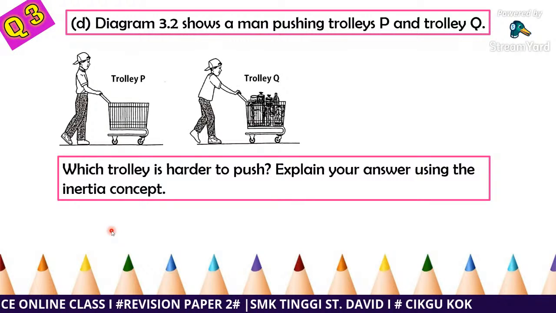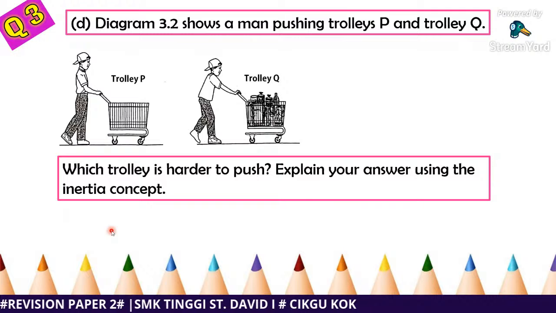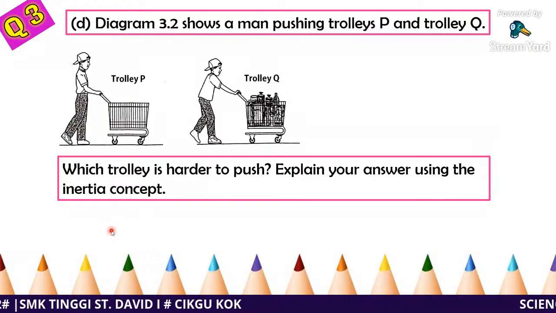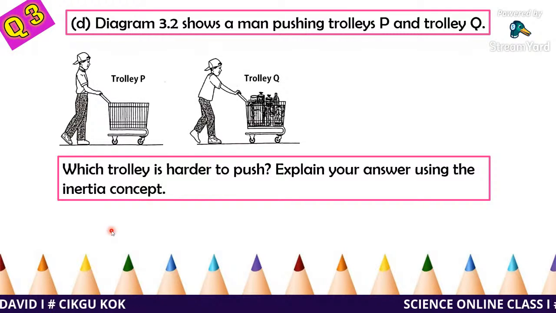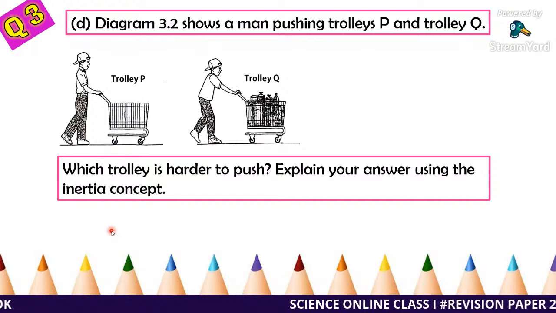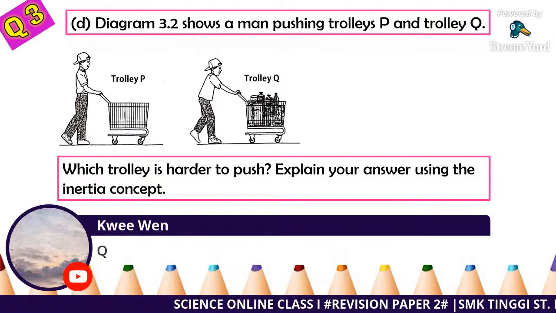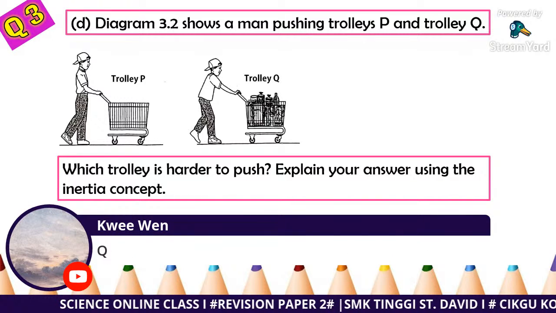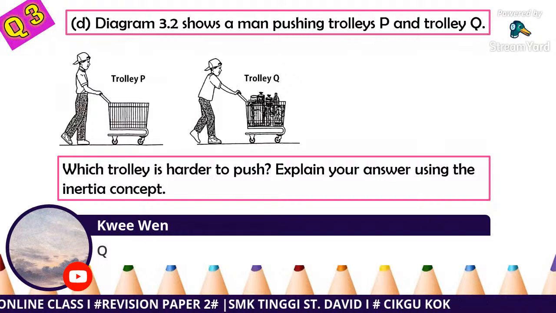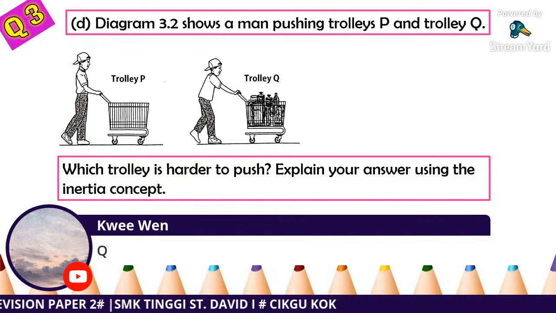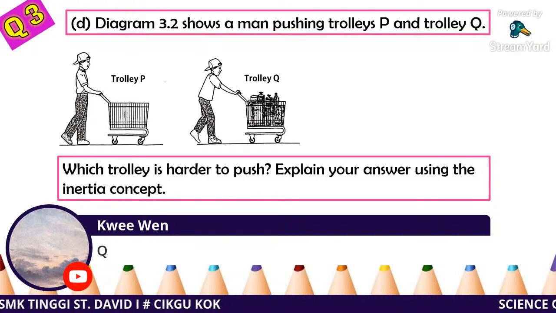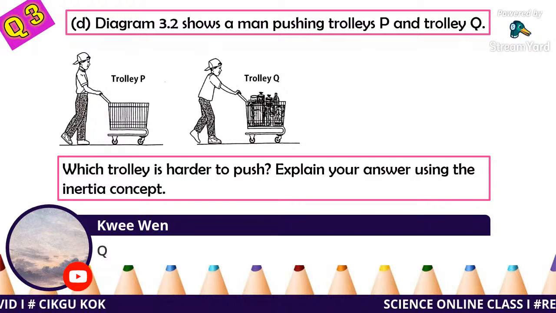Okay, Jella, give me the answer already. Because the mass of the trolley what? Give me the full sentence. Okay, so we choose the answer first. The answer should be Q. Then you give me the reason. Dixon also gave me the answer, Q.